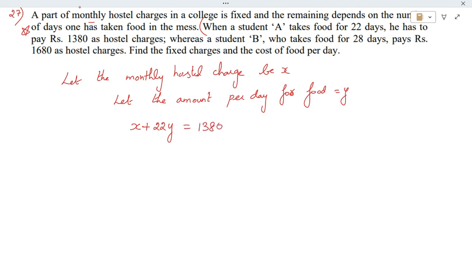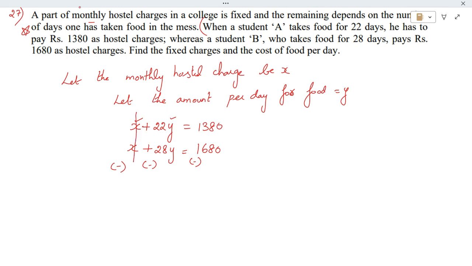Whereas a student B who takes food for 28 days, x is the monthly charge which is fixed plus 28y, is going to pay 1680 as the hostel charge. Find the fixed charges, that is x, and the cost of food per day. So I'm going to find x as well as y. I know the elimination method will be easy to solve.